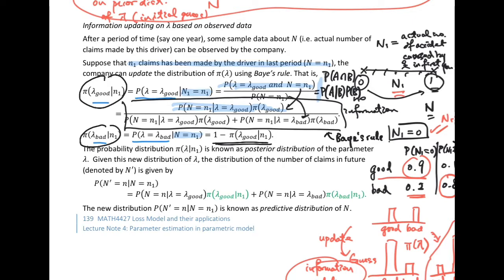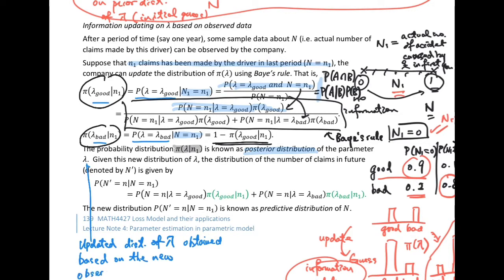This new probability distribution, which is in the form of a conditional probability, is what we call the posterior distribution of the parameter lambda, which is the updated distribution of lambda obtained based on the new observation observed.